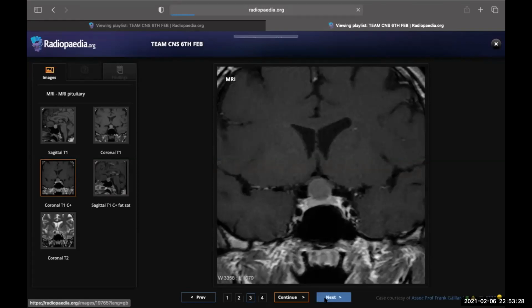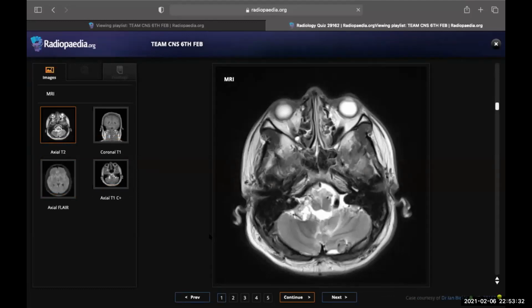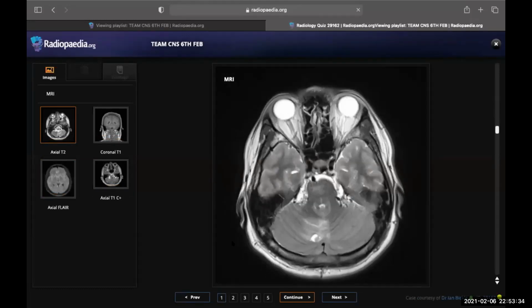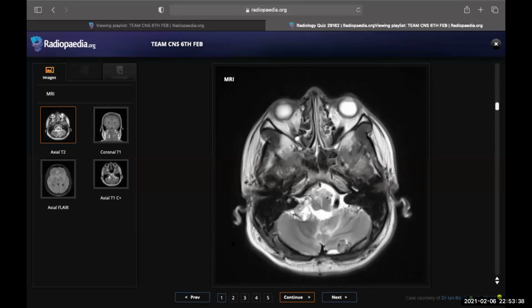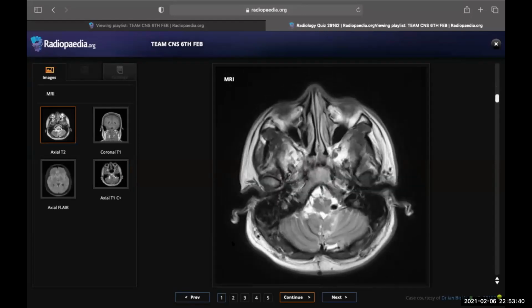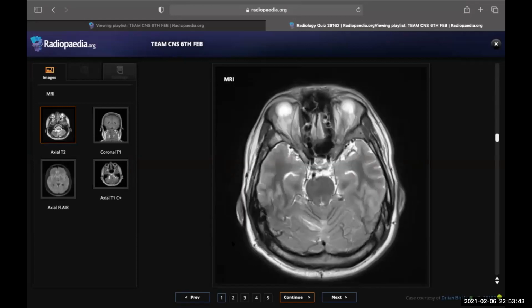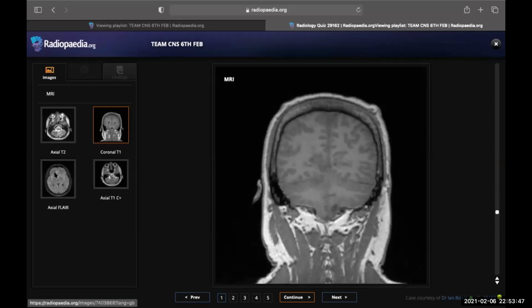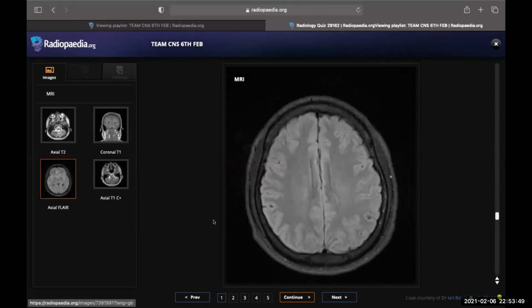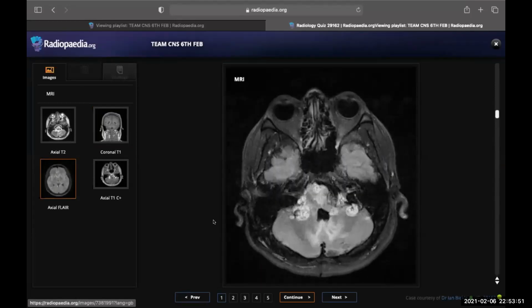This would be our last case. Okay. So no history. See, you'll remember this. So this is T2 weighted images. Let me give you FLAIR.